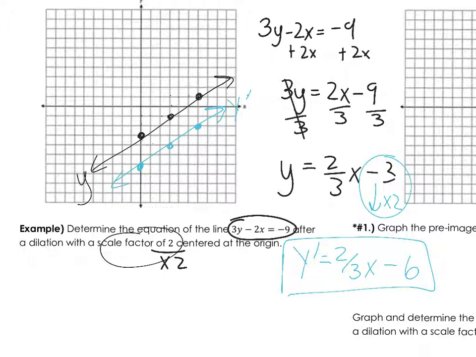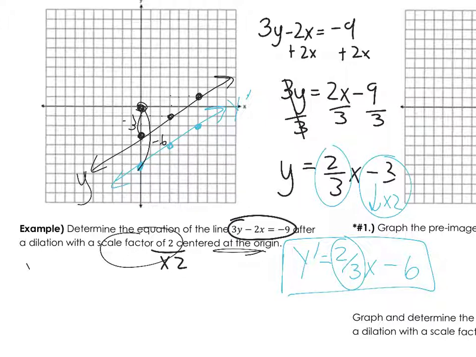So a couple things we want to notice. First of all, looking at my black and blue line, they are parallel because they have the exact same slope. So when I dilate a line, it's just parallel. And if I look at the distance away it is from the origin, it keeps saying centered at the origin, it was down 3 from the origin. Now it's down 6. The distance from the origin has doubled. It's just being moved farther away from the origin.